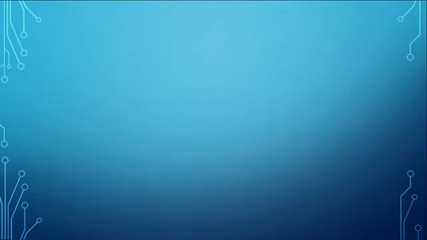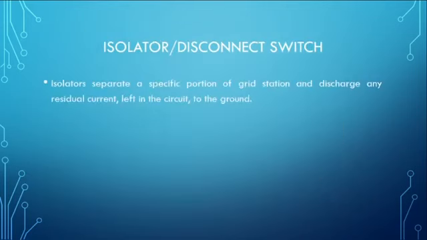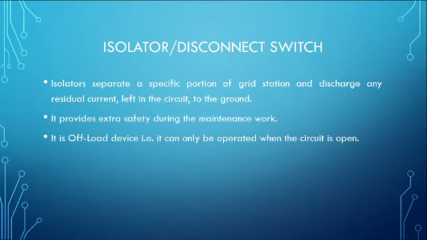Next component is isolator or disconnect switch. Isolators separate a specific portion of grid station and discharge any residual current left in the circuit to the ground. It provides extra safety during the maintenance work. It is off-load device, that is, it can only be operated when the circuit is open. That is the basic difference between isolator and circuit breaker.